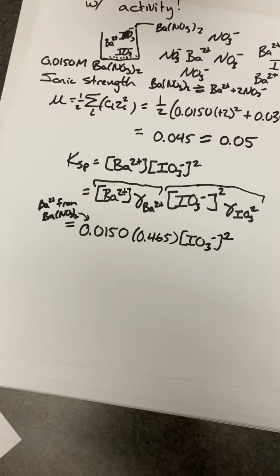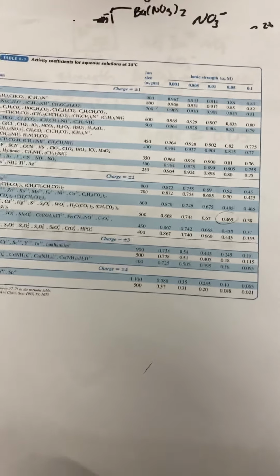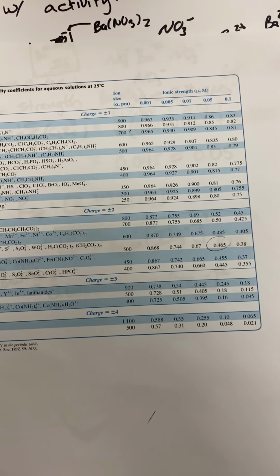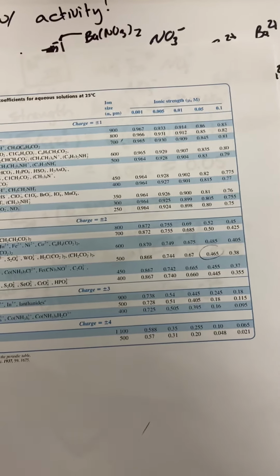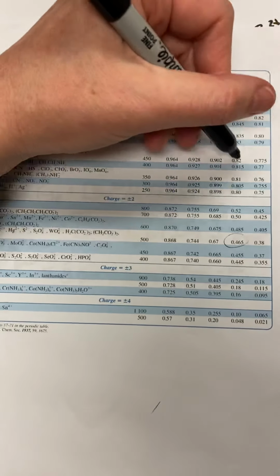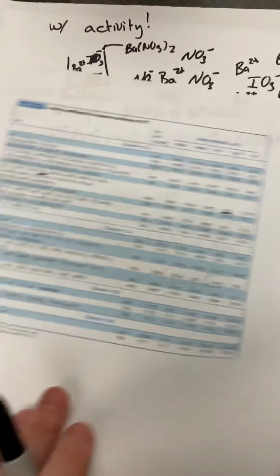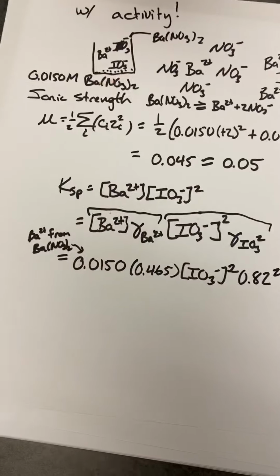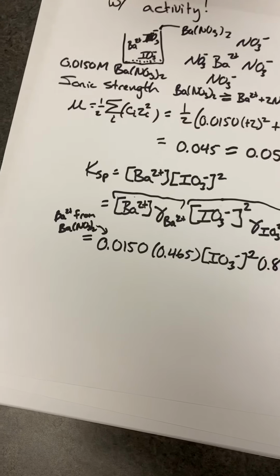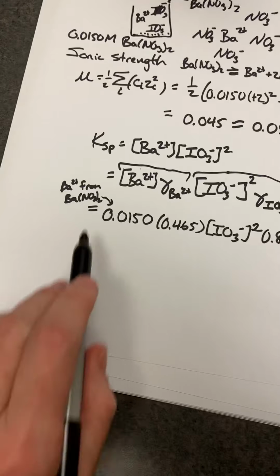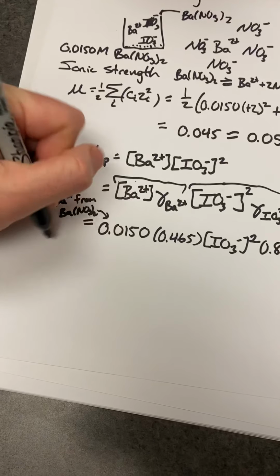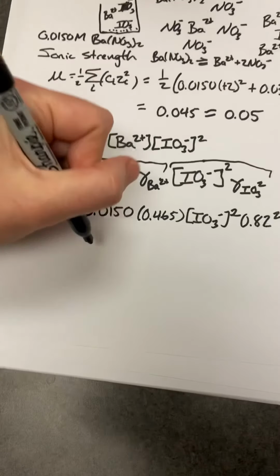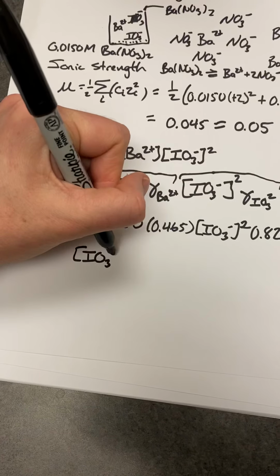But we can find the activity coefficient for iodate by looking at the table. If you look in the -1s, let's see where I can find it. You might have found it faster than me. There we go, it's right there. And then over to our 0.05, I get an answer of 0.82. So our activity coefficient here will be 0.82. And don't forget to square it. It's an easy mistake to make. Once we're here, we just have to remember that our KSP was 1.5 times 10 to the -9, and we can solve for our iodate concentration very quickly.